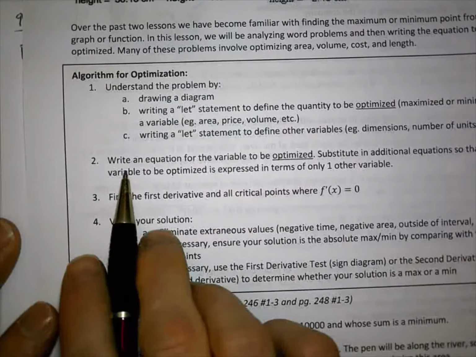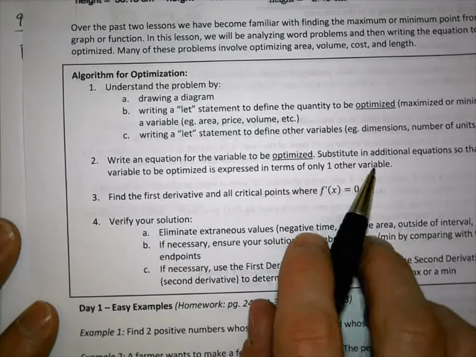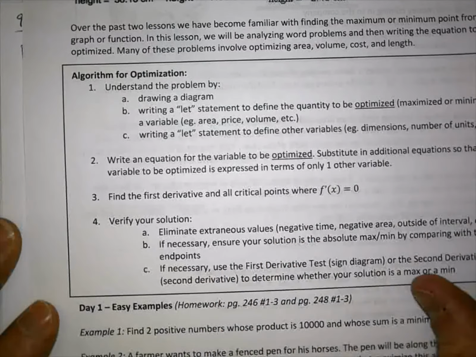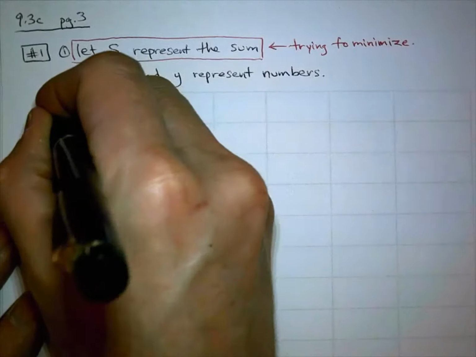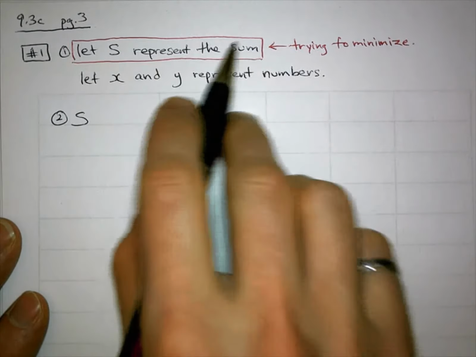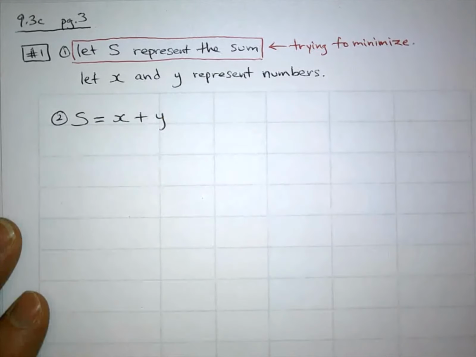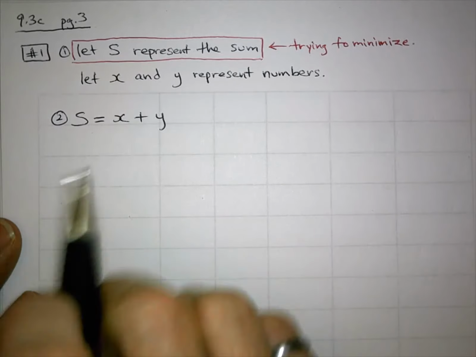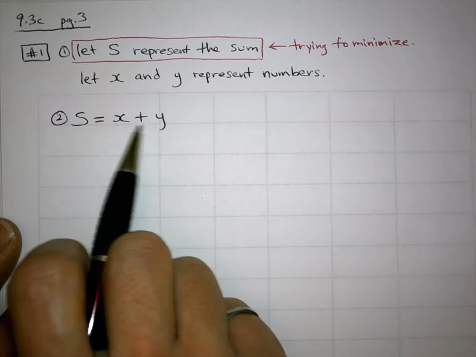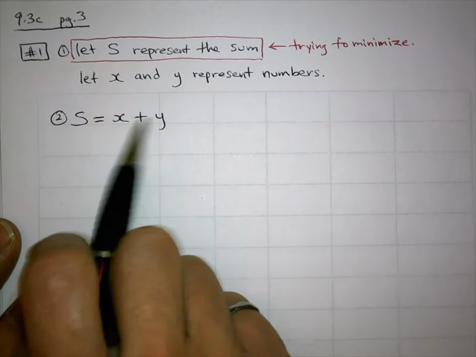Okay, so I have a bunch of variables. Now, let's write an equation for the variable to be optimized. I want to sub in a bunch of things until I have the variable to be optimized in terms of only one other variable. So the variable to be optimized is S. As we know, S is the sum. So the sum, S, is equal to X plus Y. Now that's a great expression for the sum. But remember, this is no good to me if there's two variables. I can't take a derivative if there's two variables. So I need to sub in another equation to get rid of one of these variables.